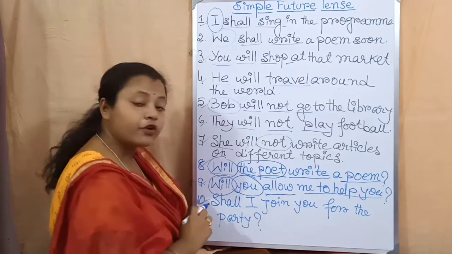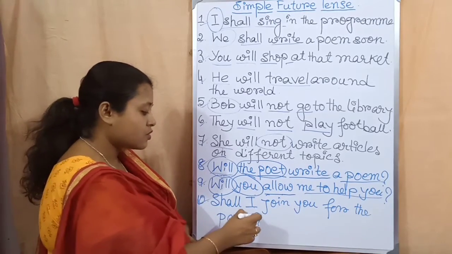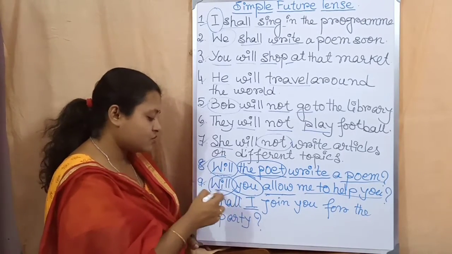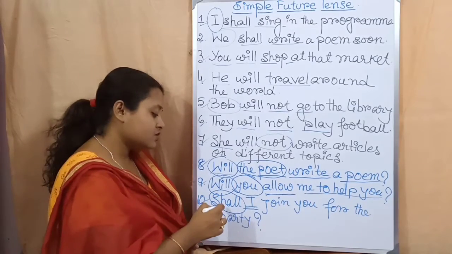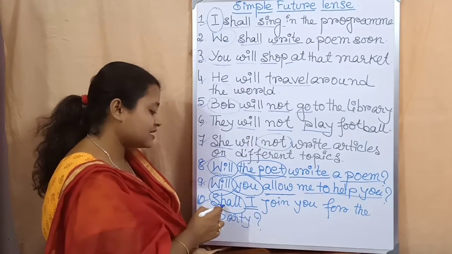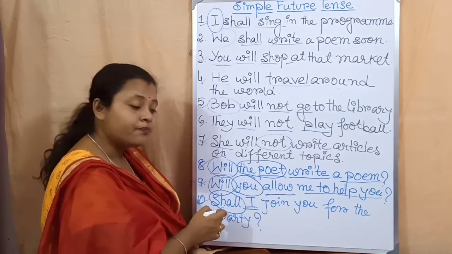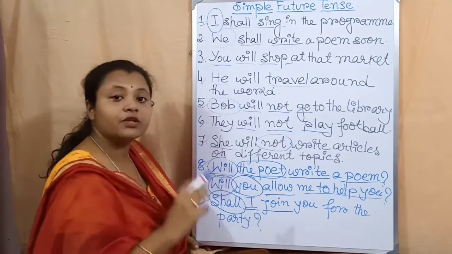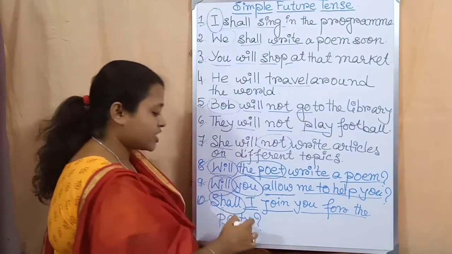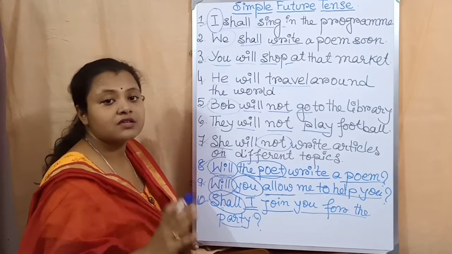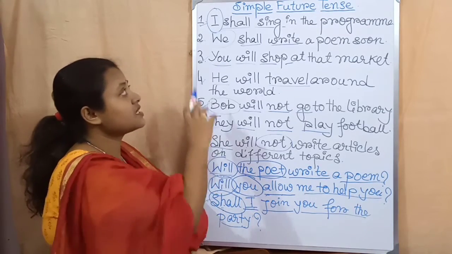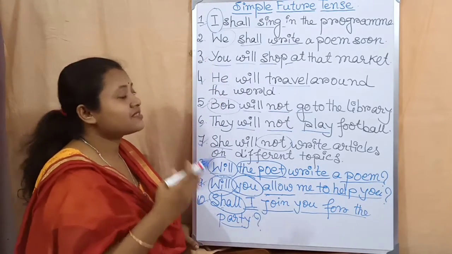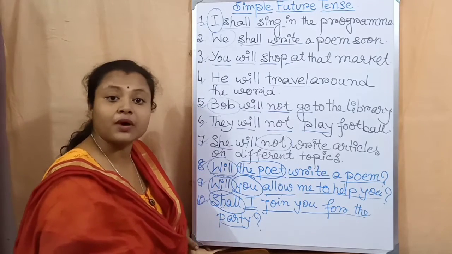Shall I join you for the party? For the birthday party? Question mark. Okay, here I is the subject. So that is why I have used shall here. So shall I join? Shall is the to be form or the auxiliary verb. After that I, the subject. Then the present form of the main verb. Then the object. At the end question mark, because this is an example of interrogative sentence in simple future tense. Okay. So I hope that the examples of simple future tense are quite clear to all of you.